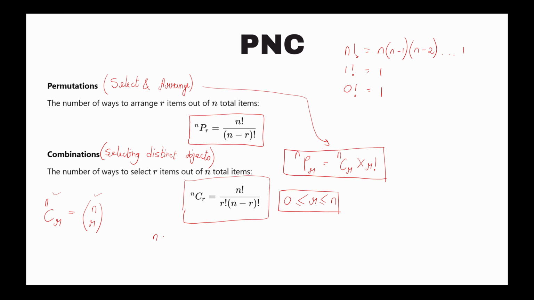And a few more, just a revision from the binomial theorem. NC0, I hope you all remember, is 1, and this is also equal to NCN. So what can we say about NCR? This is equal to NC N minus R. Again, a binomial theorem formula we are studying here. These are going to be useful for you while solving questions as well. So keep these things in mind.